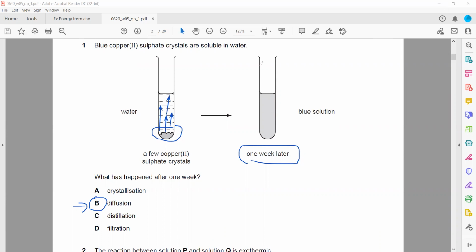I thought it was about, like, we have a solution and we leave it for 1 week, then what will happen?